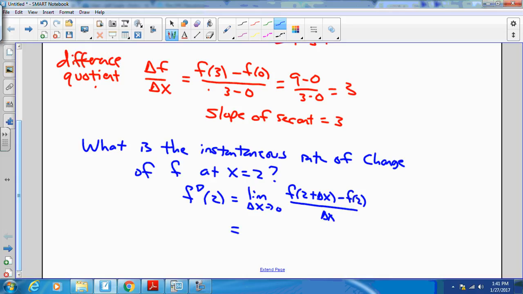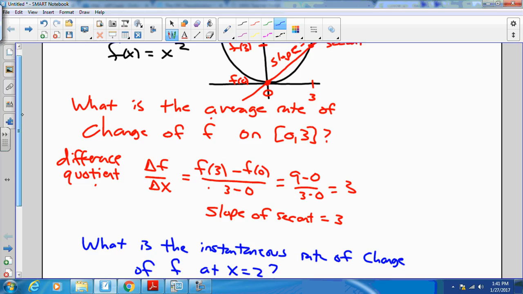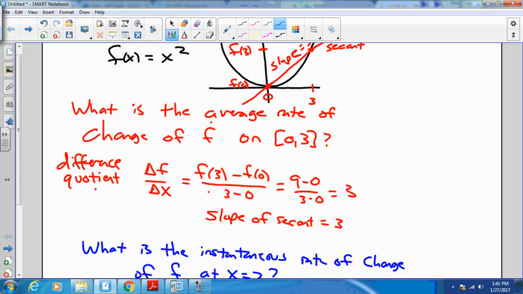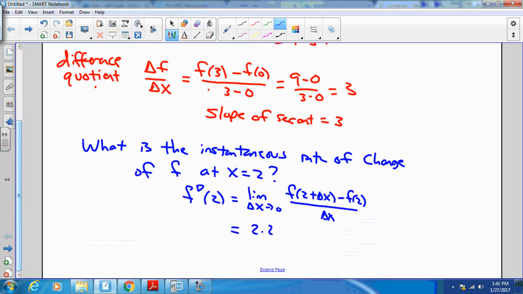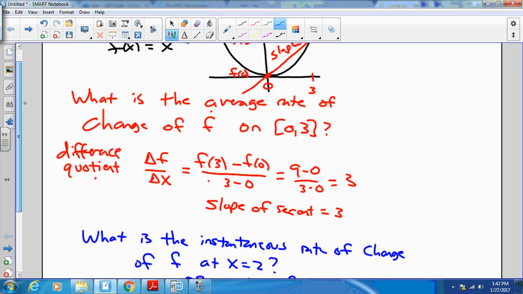But I have so many derivative rules that I can simply use those derivative rules to immediately get the instantaneous rate of change. You've probably done it in your head already. What is it? Yeah, it's 4. Because f is x squared, f prime is 2x, right? F prime of 2 is equal to 4. So although I can compute the derivative as the limit of a difference quotient, I don't usually, unless I have to.